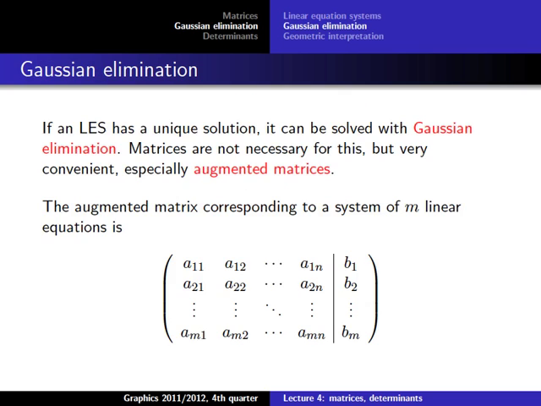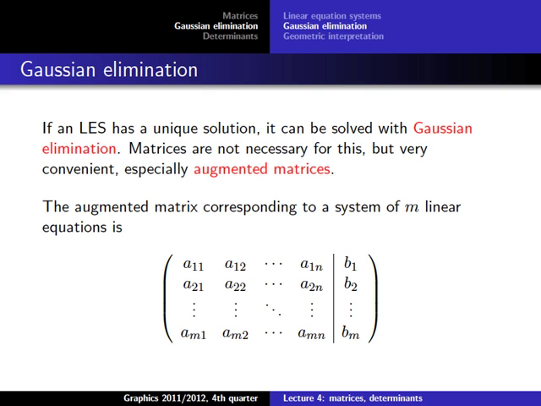Good, so how do we do this? How do we solve the linear equation system? If this linear equation system has a unique solution, we can solve it with an approach that is called Gaussian elimination, and we use so-called augmented matrices for it. It's just a different notation that makes it rather easy to implement or to solve this on paper.